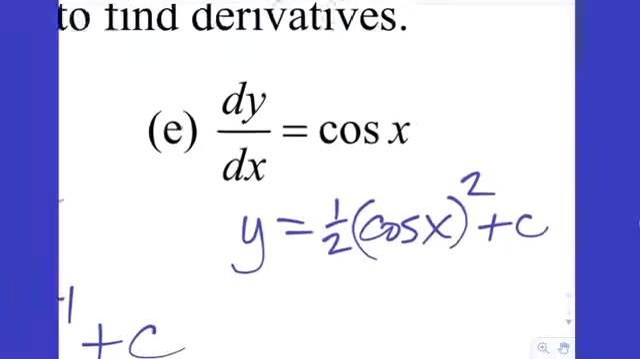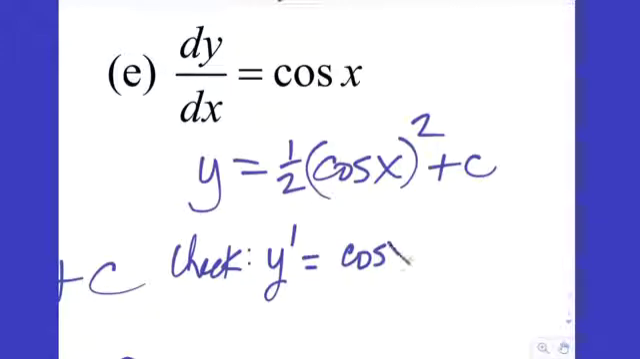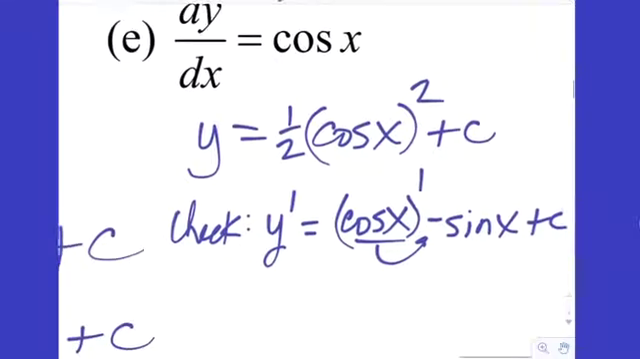What? How about no? What do you mean no? Watch, let's check. If I take the derivative, I get y prime or dy dx, and oh boy, it looks like I have the chain rule over here now. Where did that come from? 2 times a half is 1, cosine of x to the first, times the derivative of cosine, which is negative sine, plus c.